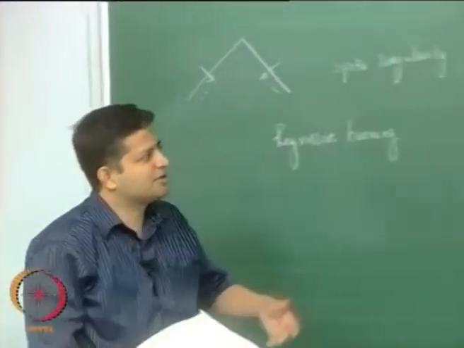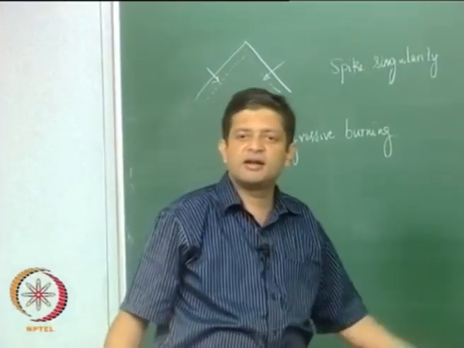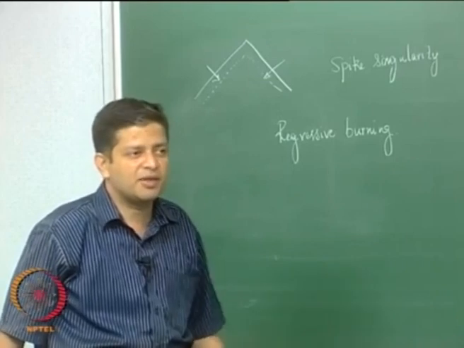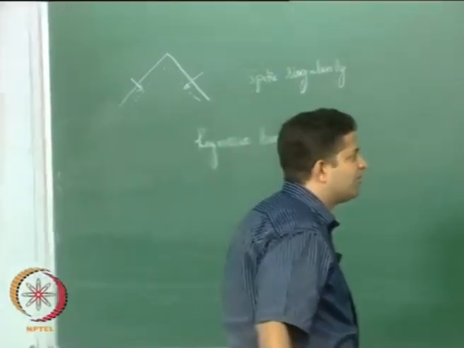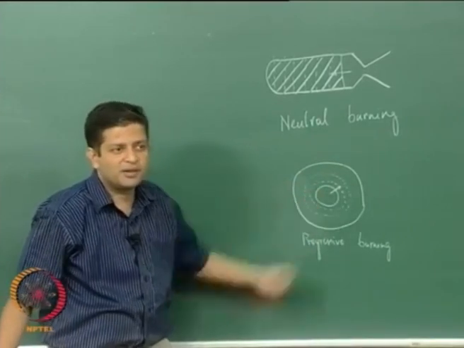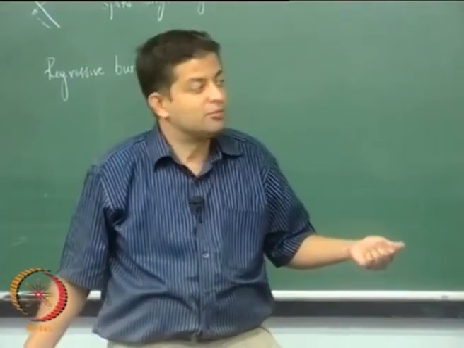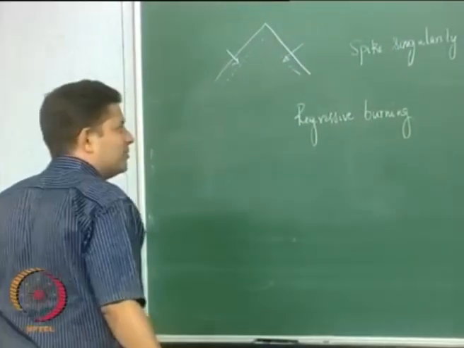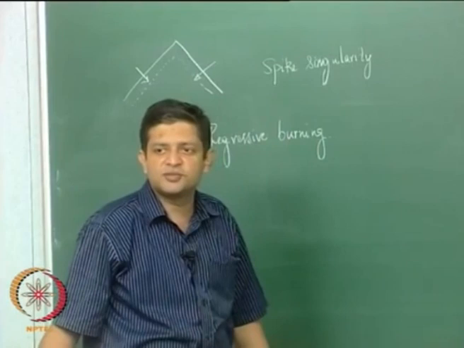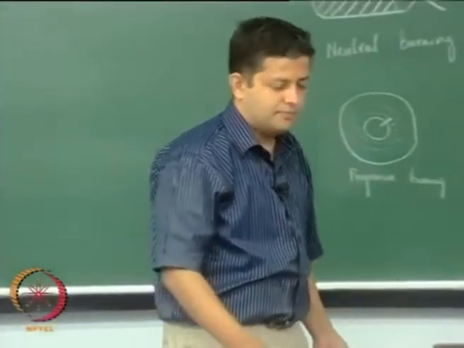So if we can have a judicious mix of the progressive and regressive burning, or if we can have spike and recess singularities, then we have a chance of having a tubular grain, and then even then having something like a neutral burning. If you remember, if you have a tubular grain like this, you will always end up having progressive burning, right? But if you remember, we need a large surface area in order to get the required thrust. And we also are looking for something like neutral burning for a significant portion of the time. So having something combining spike and recess singularities will lead to what is known as neutral burning up to some time, and that is possible with a star grain.